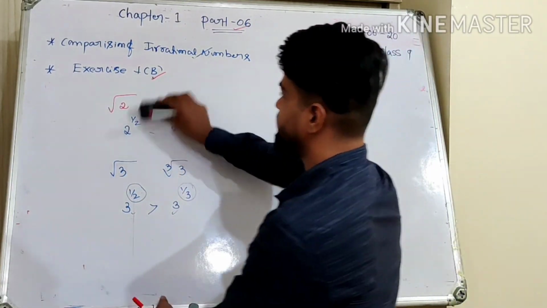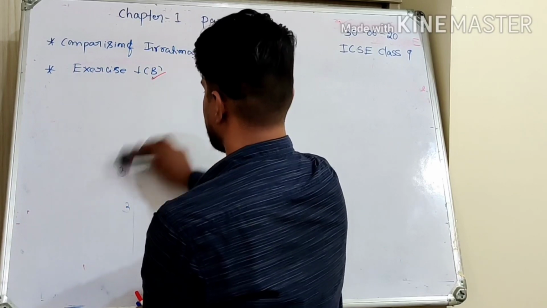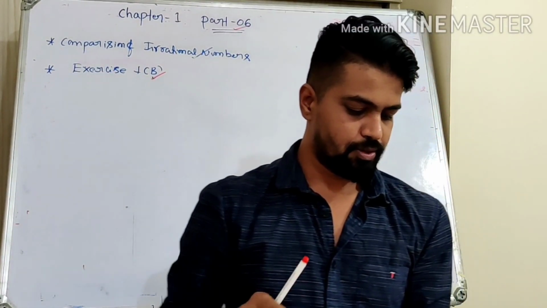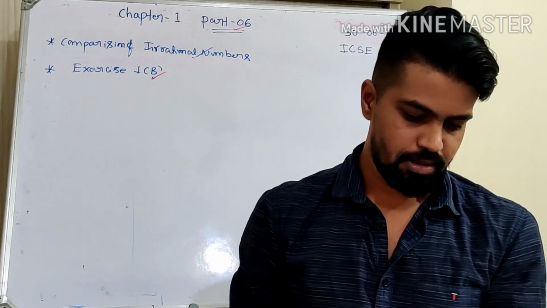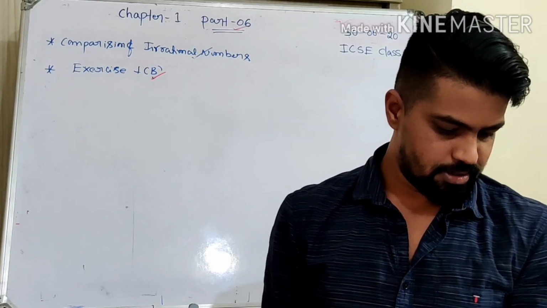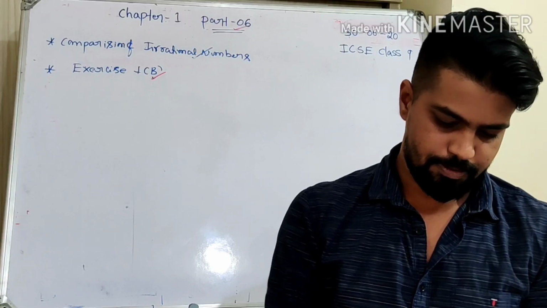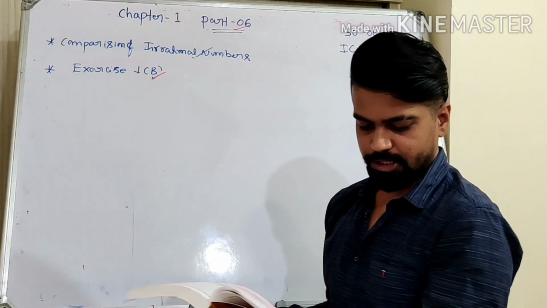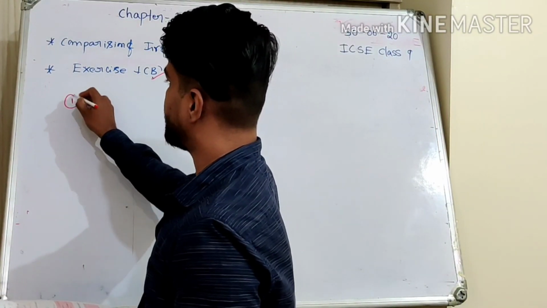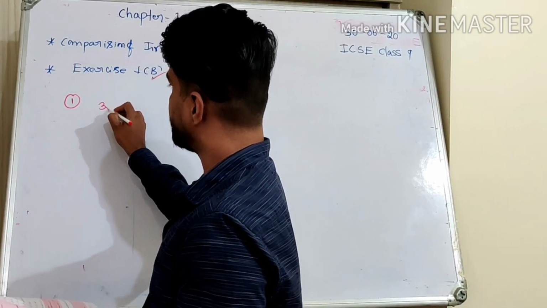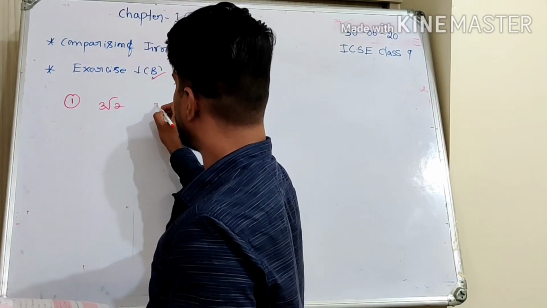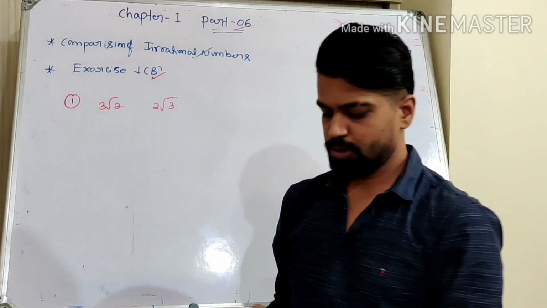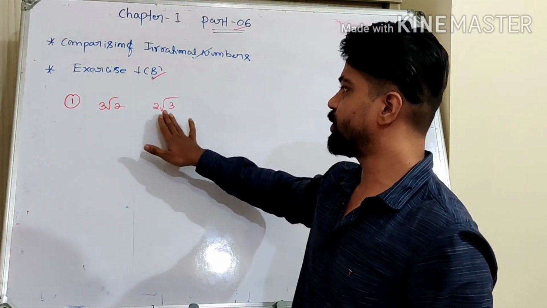Let's see the example directly in the book instead of going to some other example. Let me take the example from the book itself. There is an example on page number 14 which says, which of the following numbers is greater? The one is 3 root 2 and the other is 2 root 3. Now, the root is there only for 2 and only for 3.